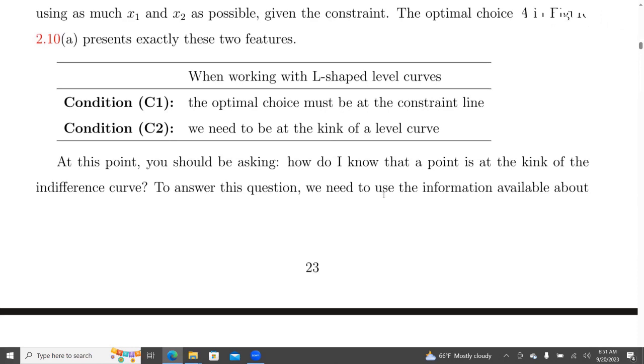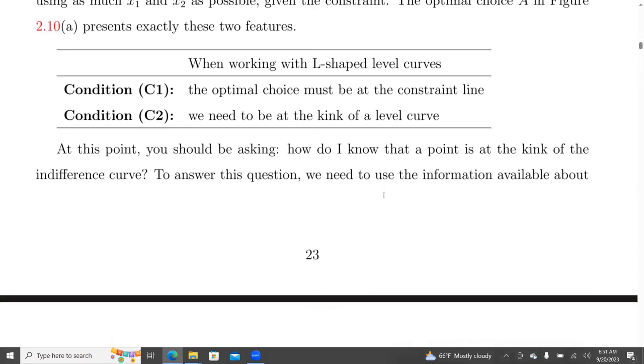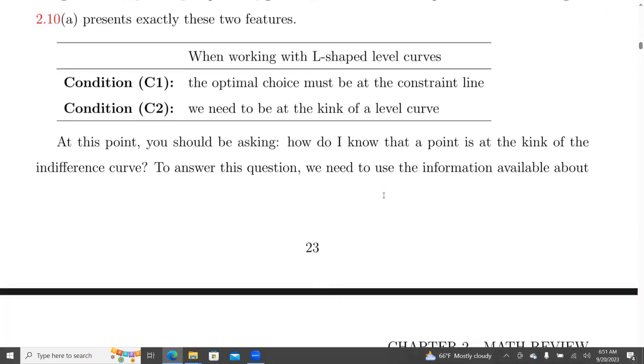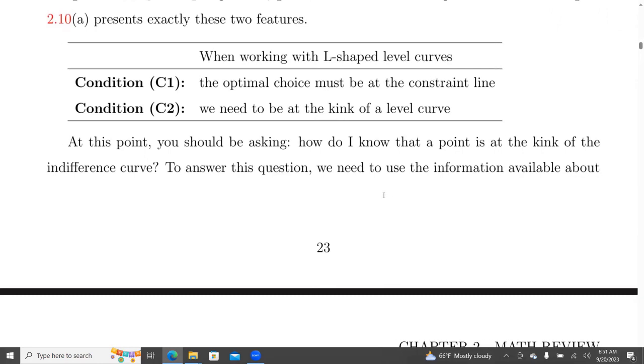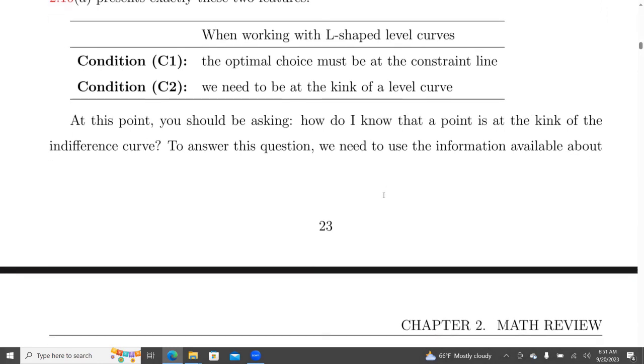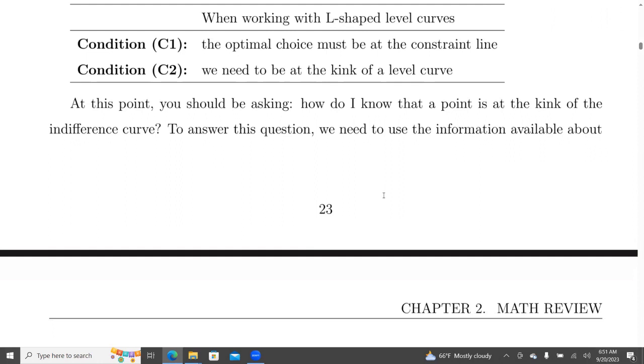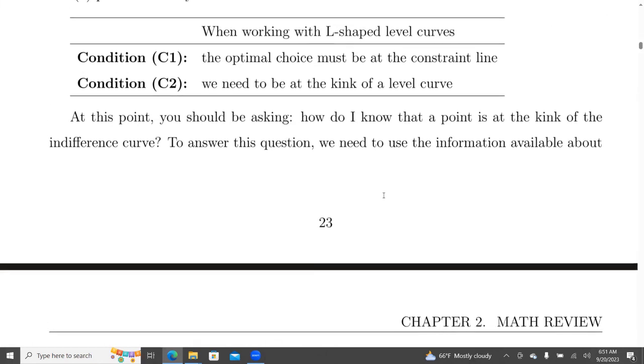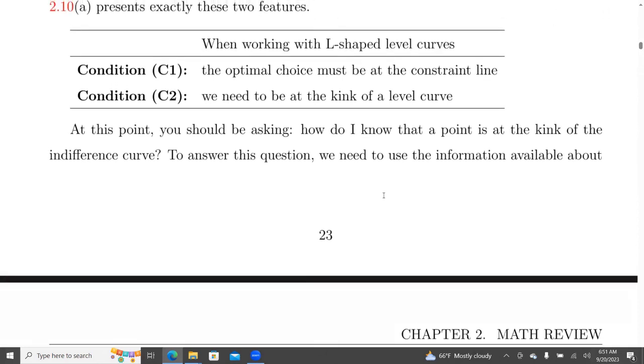When working with L-shaped level curves, the optimal choice must be at the constraint line. We need to be at a kink of a level curve. At this point, you should be asking, how do I know that a point is at a kink of the indifference curve? To answer this question, we need to use C1 and C2. We need to be at a kink of a level curve, that's C2. The optimal choice must be at the constraint line.